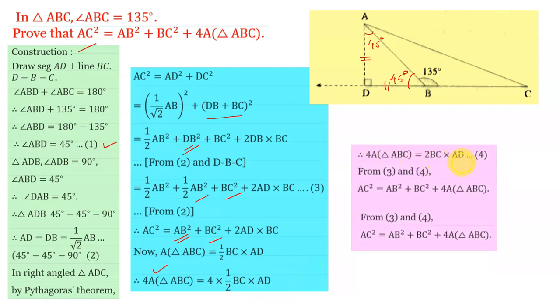2 times BC into AD. And therefore, what is the value of 2 times BC into AD? The 4 times area of triangle ABC. And we get here the 4 times area of the triangle ABC. And hence, AC square is equal to AB square plus BC square plus 4 times area of triangle ABC. And in this way, we have proved it.